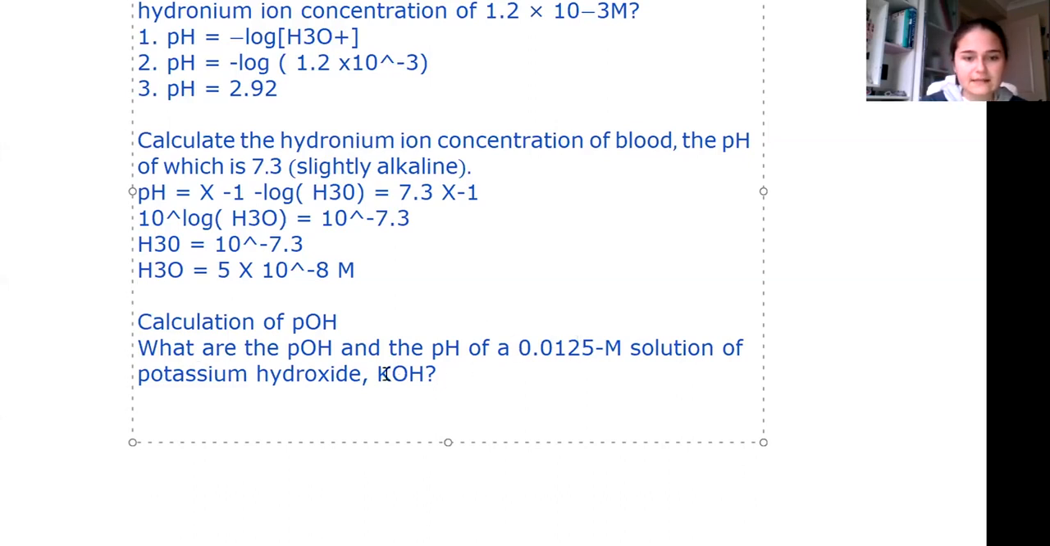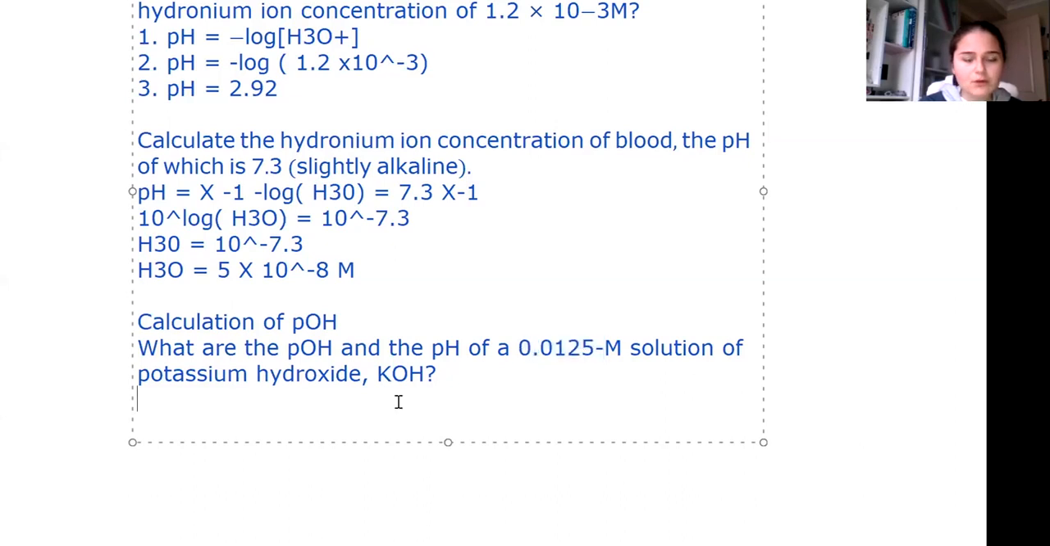As you can see, this time we don't have hydrochloric acid like we did in the first question. We've got potassium hydroxide. For once we don't have to write equations. Before doing the calculations, we don't need an equation for this.